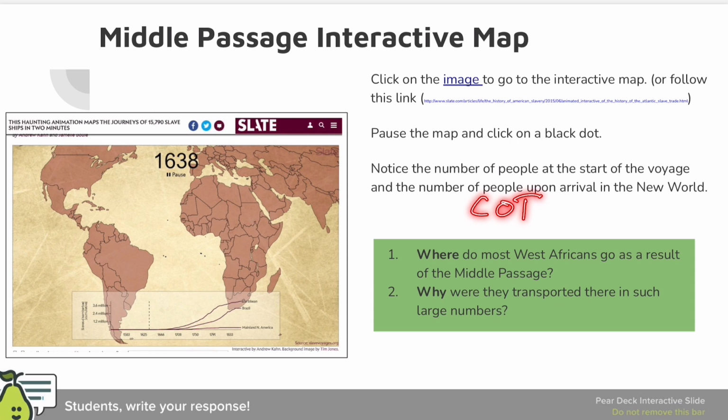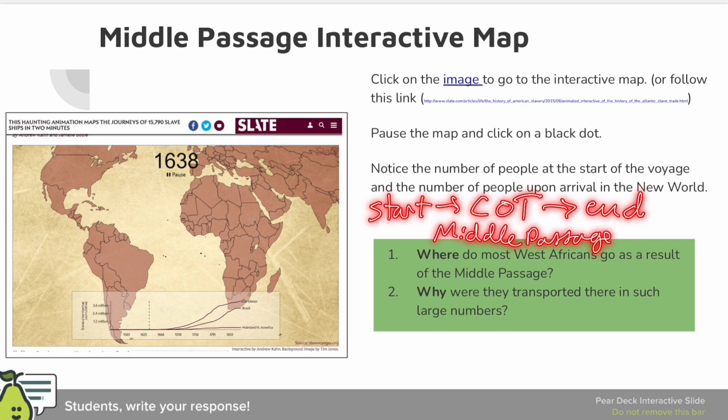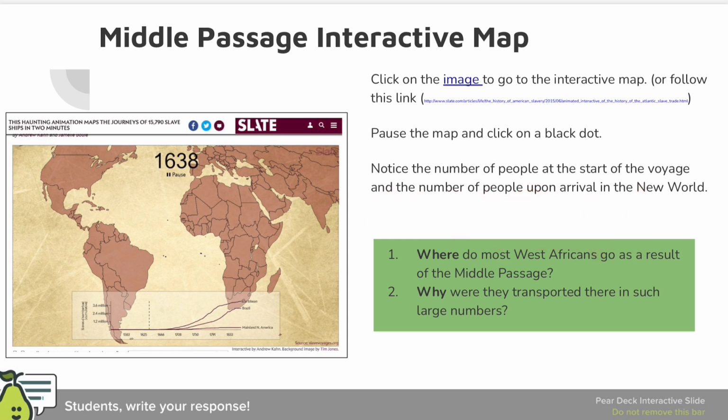So what's that population change over time from the start of the Middle Passage to the end, from one journey, from one ship at a time? Like ship 1 makes it all the way to the New World. What's the difference in those numbers?